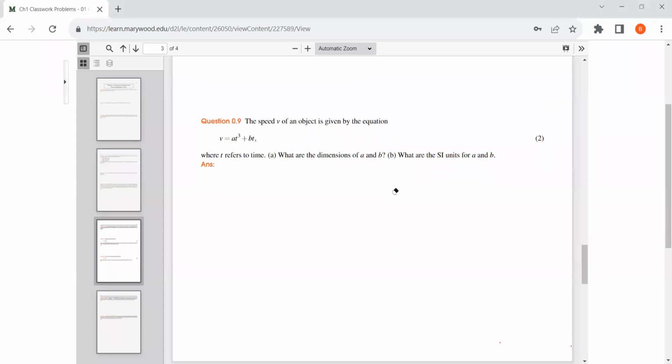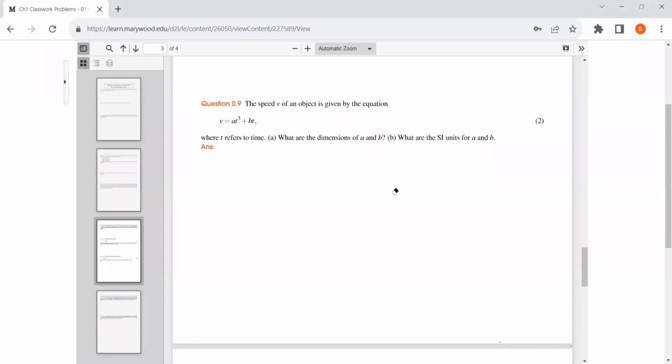Now let's do the next one. Here again we are given an equation. We have to determine the dimension and unit of A and B. As you know, dimensional analysis can be used to check whether an equation is correct or not, and to find the dimensions and units of unknown quantities. Here A and B are two unknown quantities, and V, the velocity or speed, we know. T is the time, we already know.